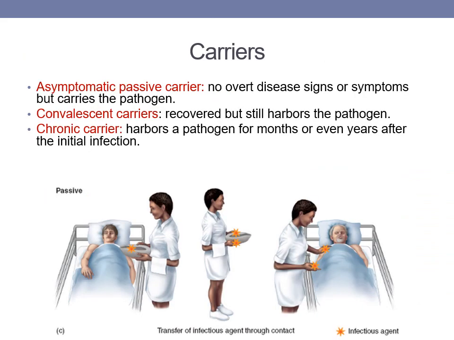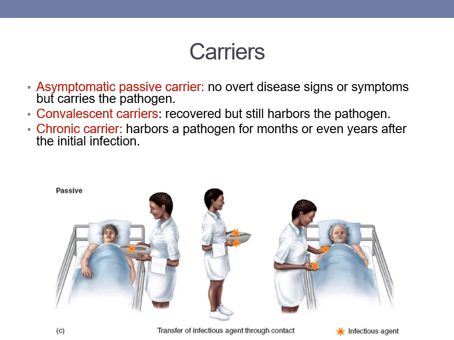Carriers exist in and out of hospital settings. These people inconspicuously shelter a pathogen and spread it to others. They may or may not have symptoms. Asymptomatic passive carriers are people with no noticeable disease signs or symptoms who harbor infectious agents. These people can spread the infections to others unknowingly.